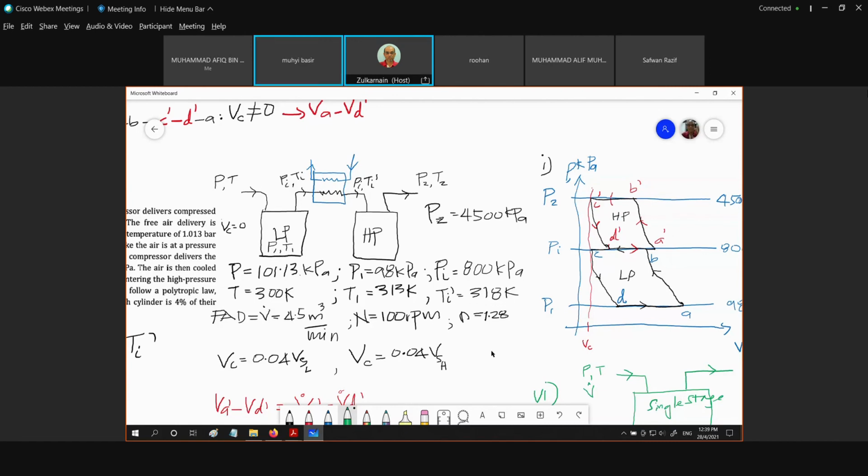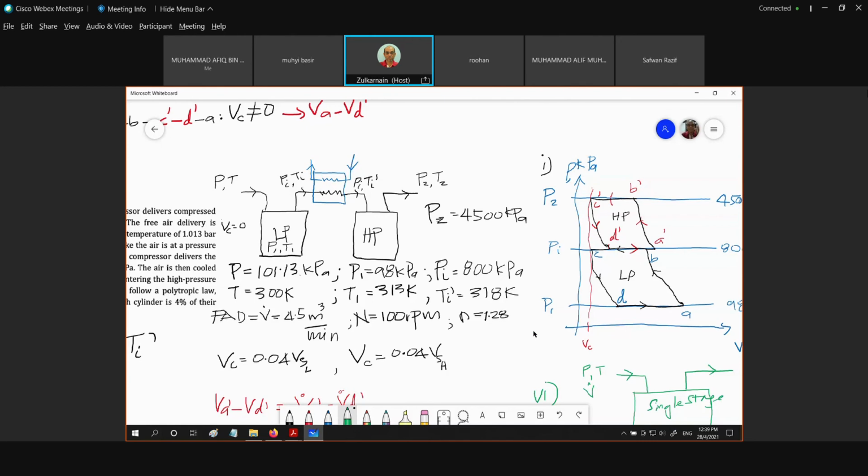Okay, I want to ask you why this question does not ask us to get the volumetric efficiency of the second stage. Why only the first stage? Because of the definition of our volumetric efficiency.